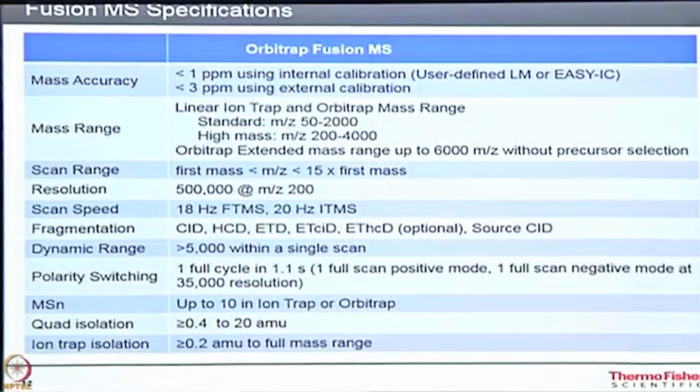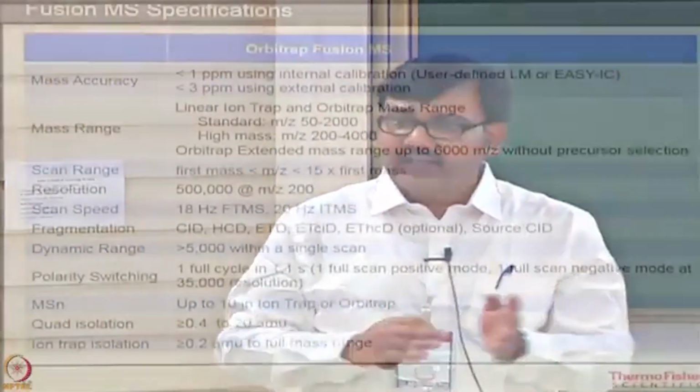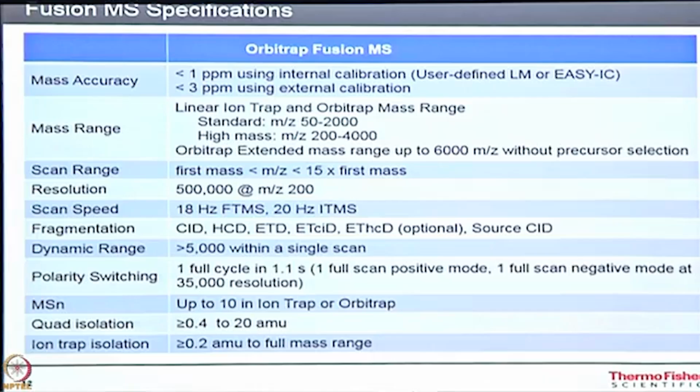Then resolution: you can get the maximum resolution of 500K at 200 m/z. Scan speed is 18 hertz. For fragmentation, you have three different kinds: CID, HCD, and ETD, and there are also combinations of any two, such as ETD with HCD and ETD with CID.